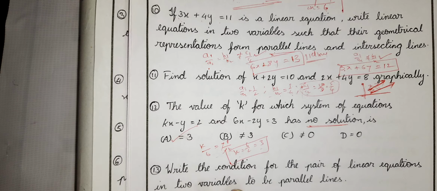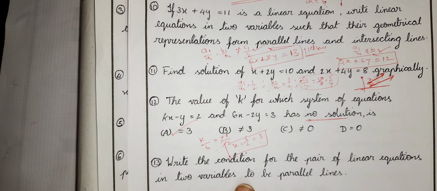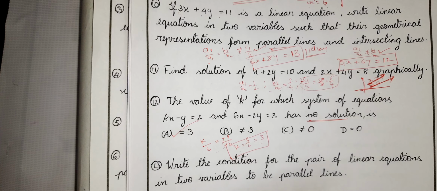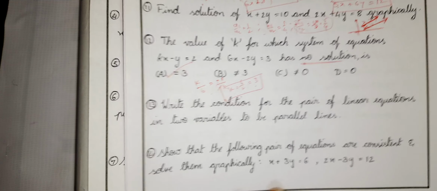Next. Write the condition for the pair of linear equations in two variables to be parallel lines. That is A1 by A2 equal to B1 by B2 not equal to C1 by C2.